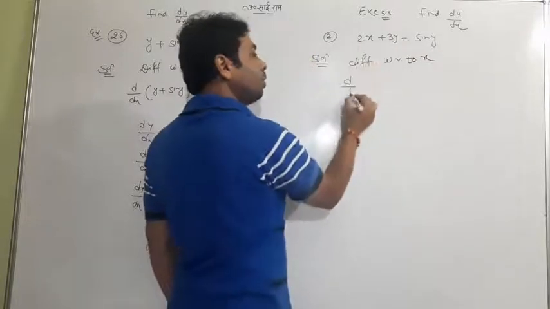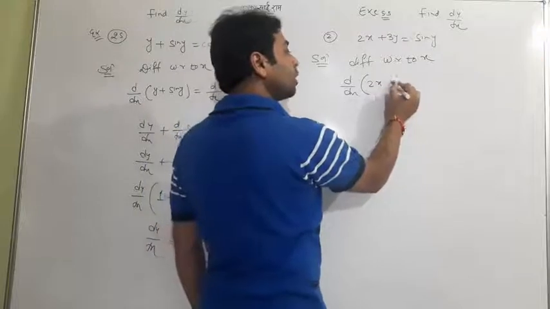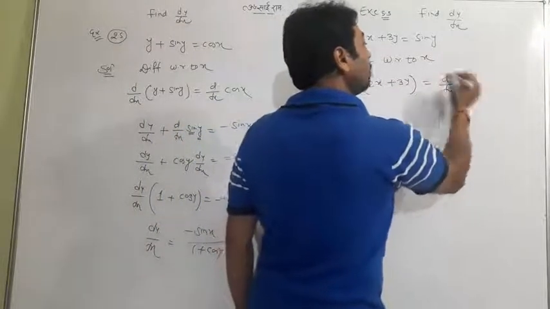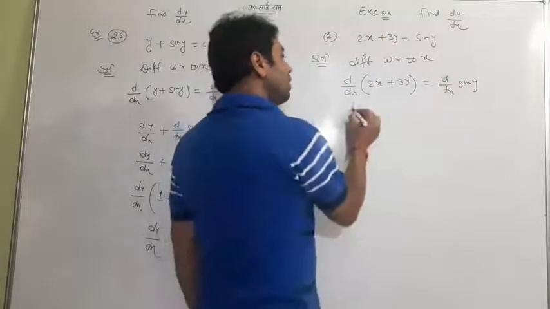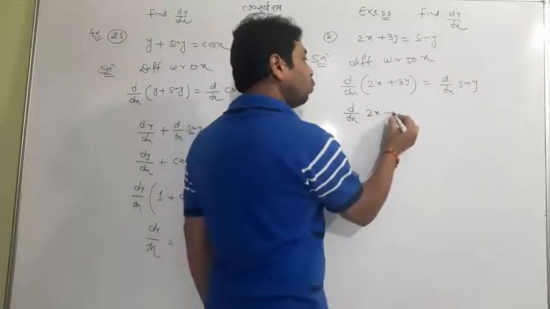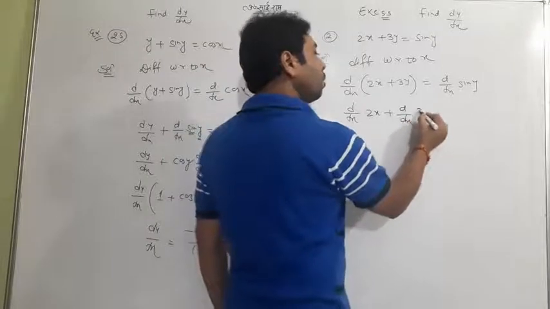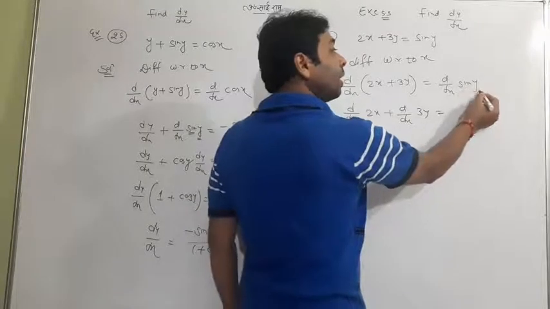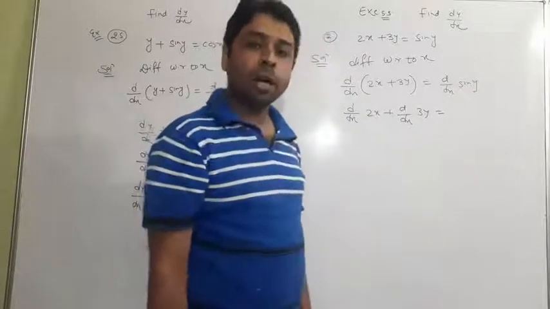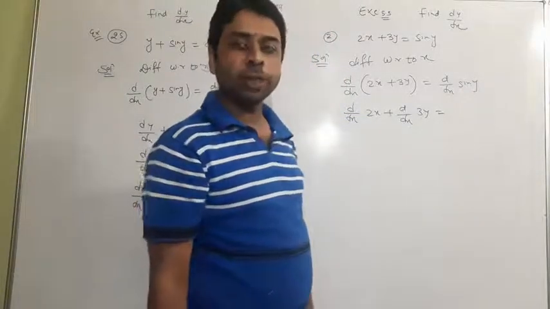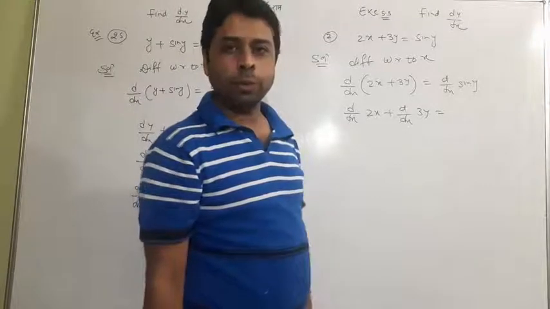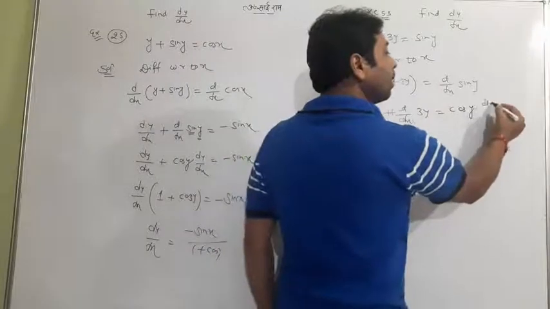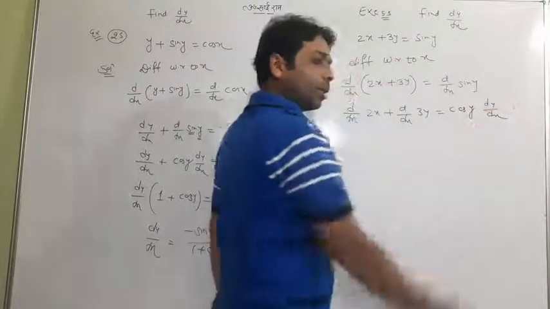This will be written as d by dx of the whole 2x plus 3y is equal to d by dx of sin y. What will happen? d by dx will separate into 2 terms, because there is a plus sign between them. And what about here, d by dx of sin and then y? I gave the idea of how to face this kind of condition. It will be counted as 2 functions: first sin and second y. So sin gives cos y, and y gives dy by dx.